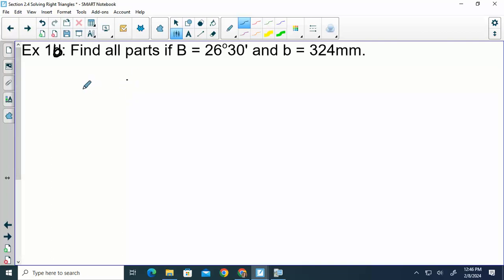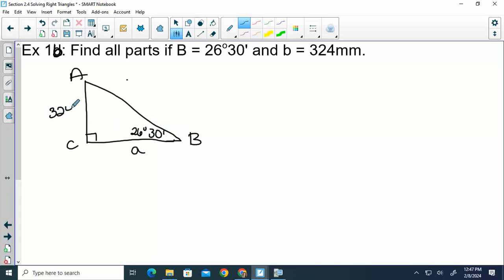We know we're talking about triangle ABC. So side A is across from angle A. Angle B is 26 degrees, 30 minutes. The side opposite that is 324. So I need angle A, side A, and side C. How can I get angle A? Make it into decimals. Let's keep degrees. Okay, that would give me side A. Let's go ahead and do that then.